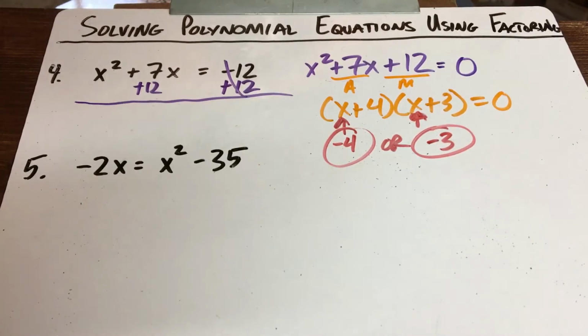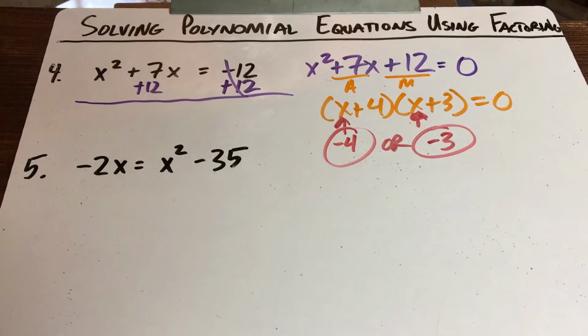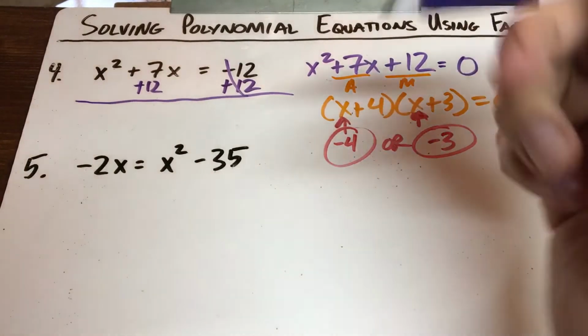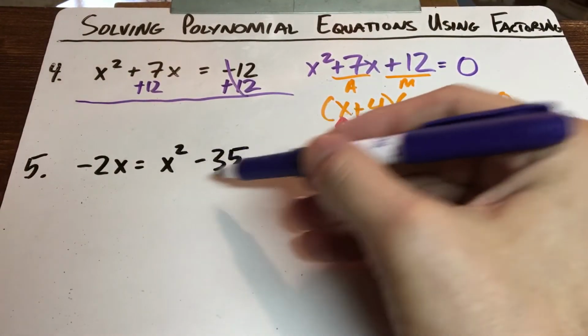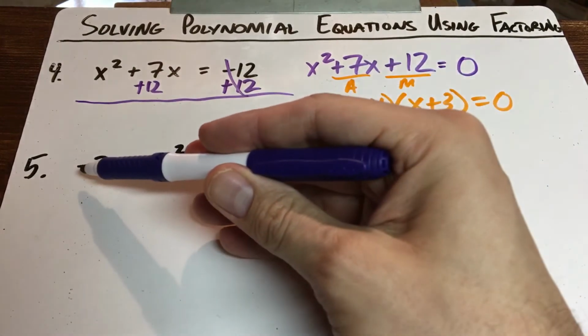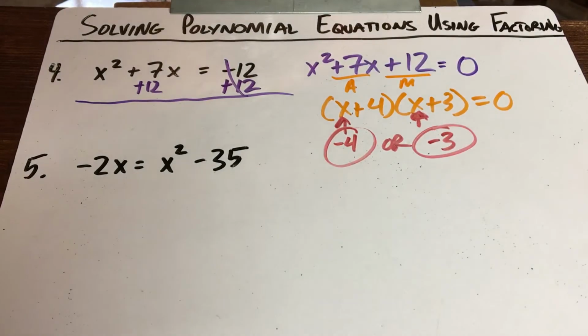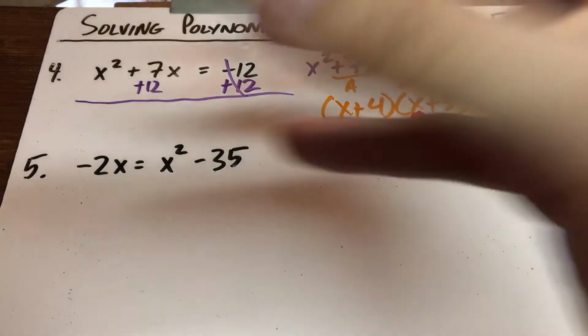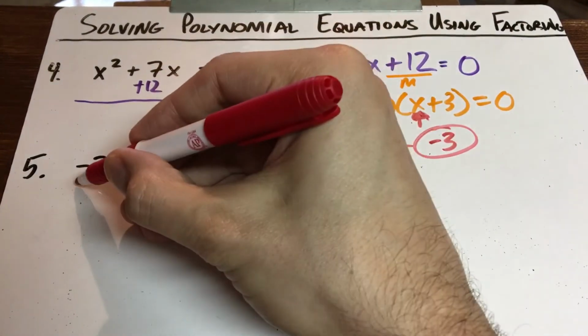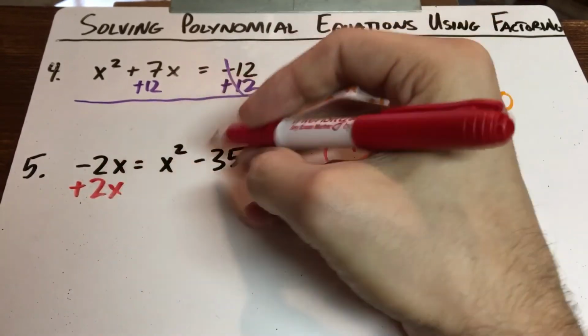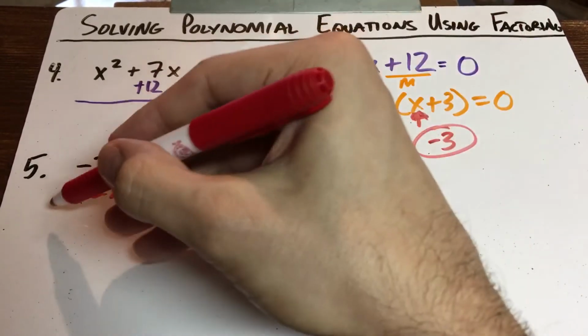Number 5, here you go. They're being rude and disrespectful again. Not nice. They've got 2 pieces on the right-hand side. We've got this minus 2x over on the left-hand side. You know what? Since there's only one thing over here on the left, on this one I may actually do this and just put the 2x, bring that over to the right.